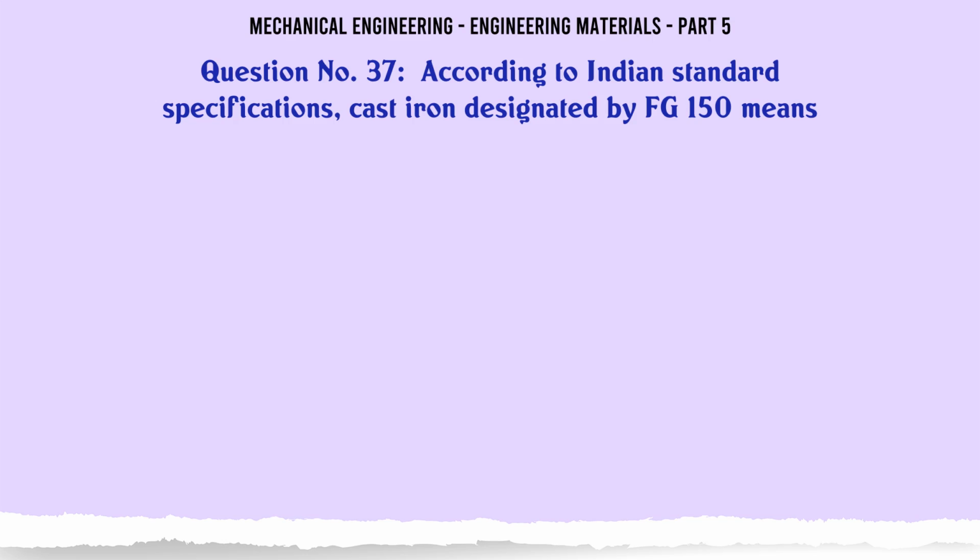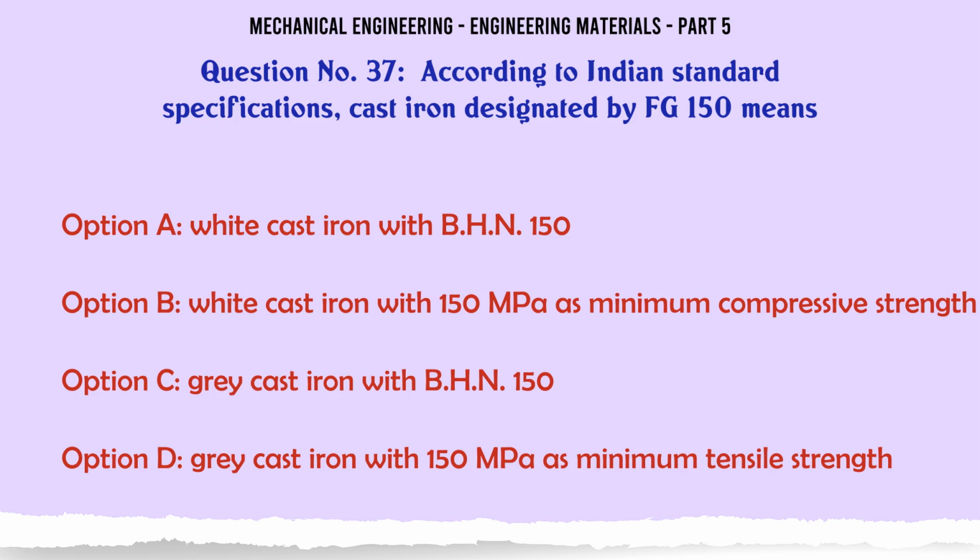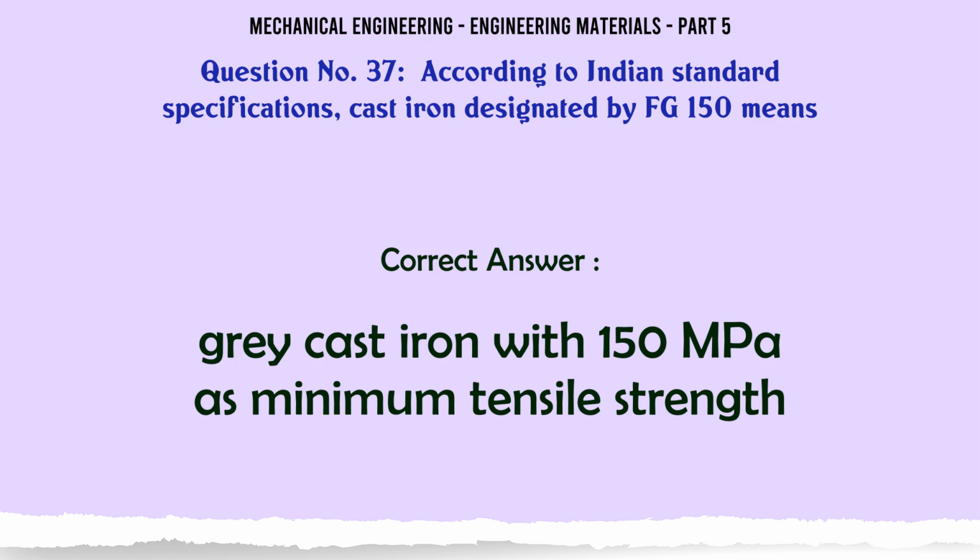According to Indian standard specifications, cast iron designated by FG 150 means: A. white cast iron with BHN 150. B. white cast iron with 150 MPa as minimum compressive strength. C. grey cast iron with BHN 150. D. grey cast iron with 150 MPa as minimum tensile strength. The correct answer is grey cast iron with 150 MPa as minimum tensile strength.